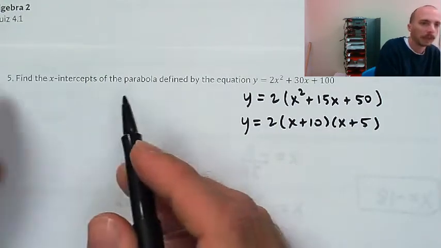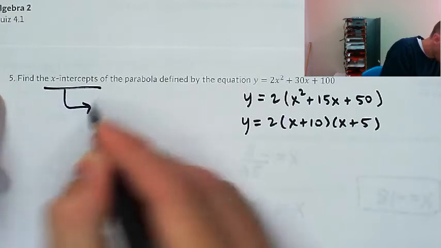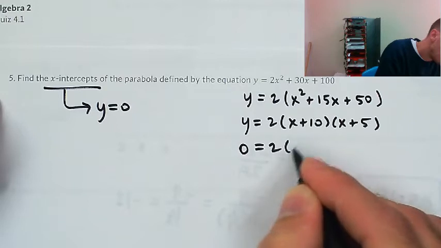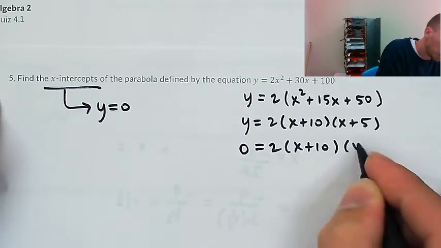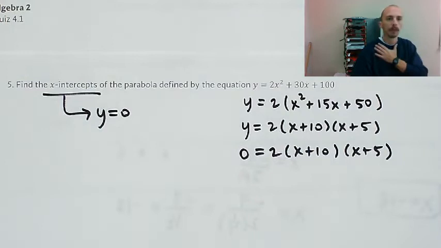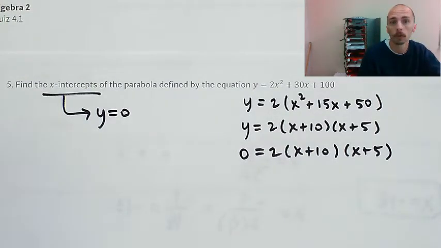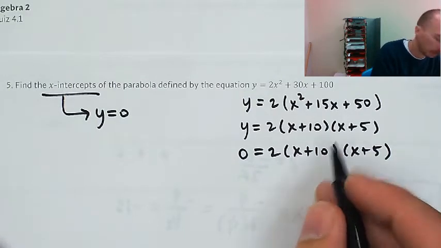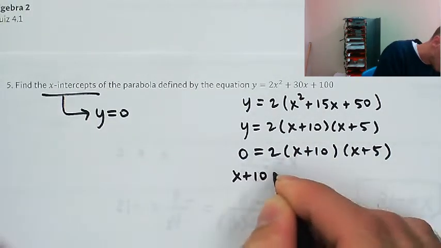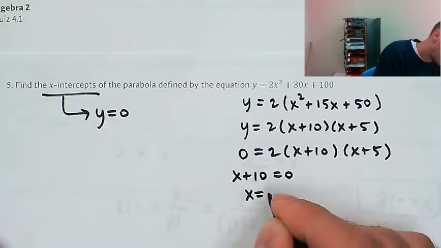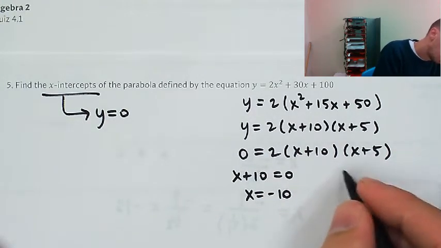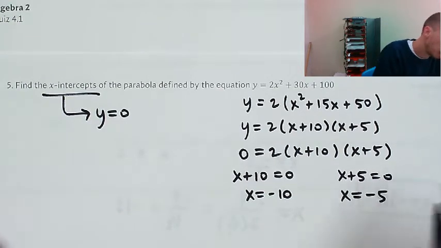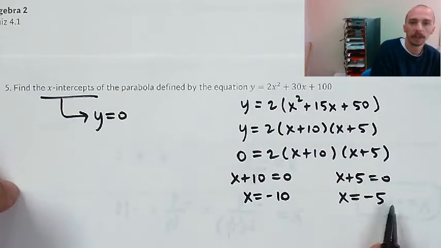If I want the x-intercepts, that's where y is equal to 0. So now I have 0 equaling 2 times x plus 10 times x plus 5. If these three things are multiplying together to equal 0, then one of them equals 0. Either 2 equals 0, which isn't going to happen, or x plus 10 is equal to 0, which is true if x is negative 10. Or x plus 5 equals 0, which gives x equals negative 5. So the x-intercepts are x equals negative 10 and x equals negative 5.